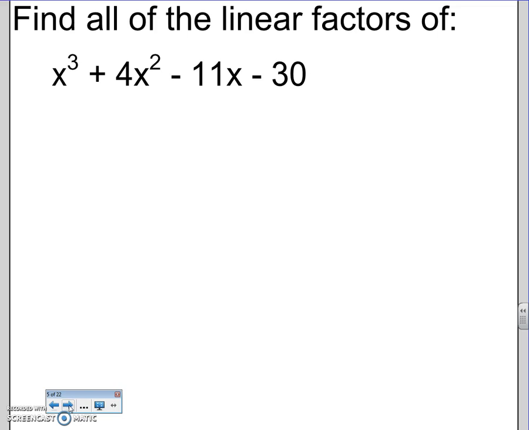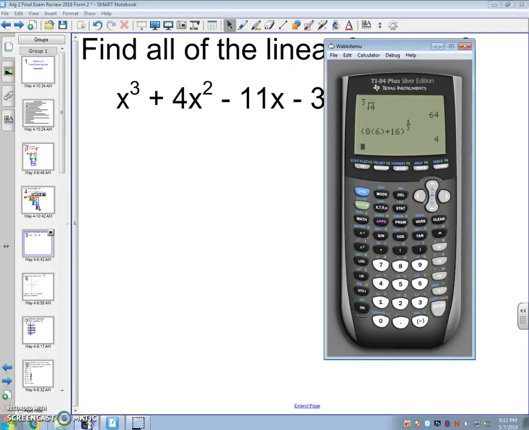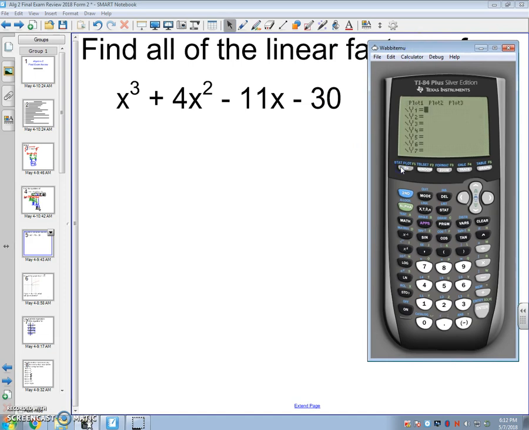Find all the linear factors of x cubed plus 4x squared minus 11x minus 30. I will do the shortcut way. If it's a linear factor, it's a root. So I'm just going to graph this with my calculator. So I'm going to go y equals, type in the problem, x cubed plus 4x squared minus 11x minus 30.